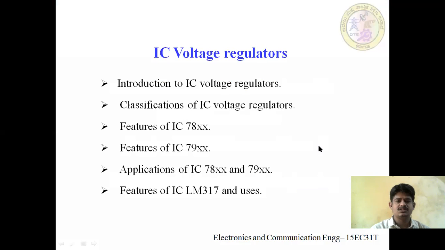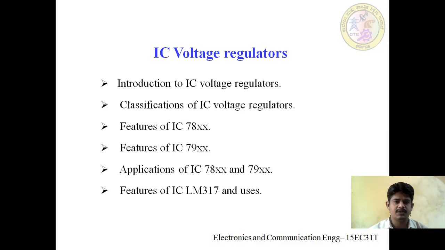In this IC voltage regulator concept we will be discussing these points. First we will understand what is meant by IC voltage regulator, that means its introduction. Then we will see the classifications of IC voltage regulator. Then in the classification we will see the features of the 78XX IC, then the features of IC 79XX, and we will understand what is meant by XX and 78 in this session. Later we will discuss applications of the IC 78 series and 79 series. At the last we will deal with the features of IC LM317 and its uses. These are the topics we will be covering in today's session.